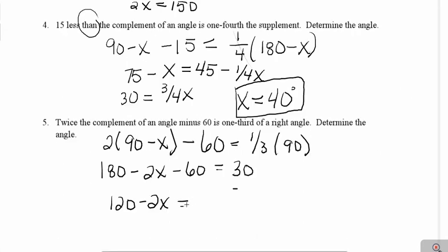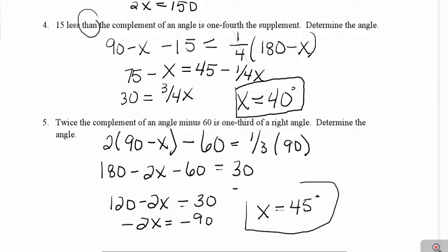Okay, now here for example 4, when you go ahead and solve this equation, this one says less than. So you're going to put 90 minus x minus 15 equals 1/4 of 180 minus x. And then when you solve that, you should get x equals 40. And since it just says to determine the angle, that would be your final answer. Now for this last example, example 5, double check your equation. And then when you go ahead and solve that for x, you should get x is equal to 45 degrees.